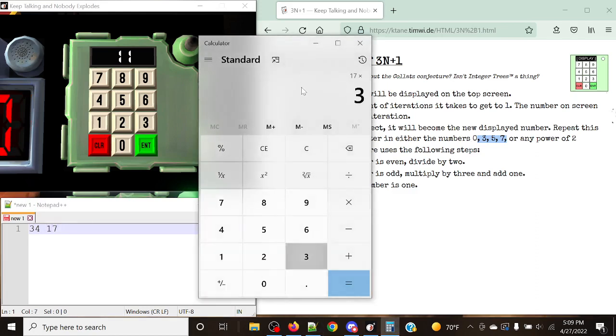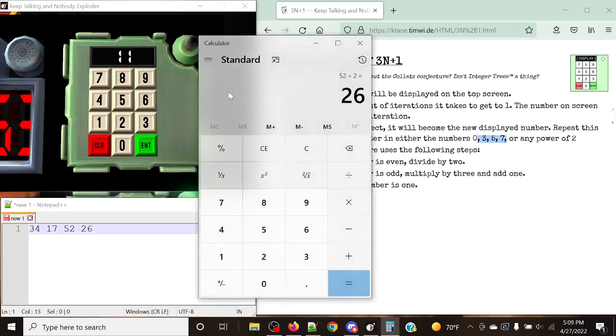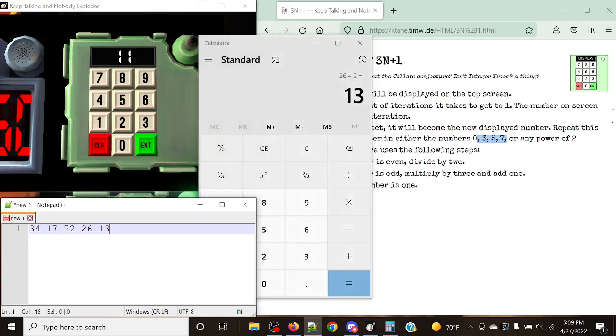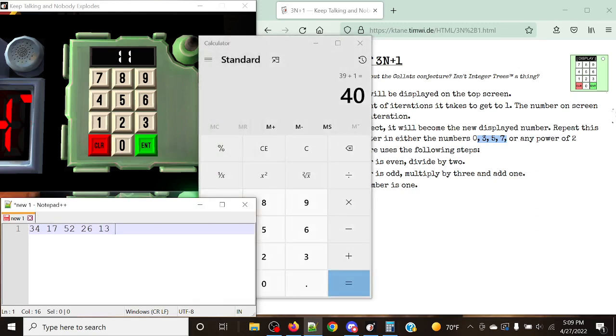Then we're going to multiply it by 3, adding 1 is going to be 52. We're going to divide you by 2 is going to be 26. Divide you by 2 is going to be 13. I believe we actually had this exact same case beforehand. Times you by 3, adding 1 is going to be then 40, then 20, then 10, then 5, then 16, then 8, then 4, then 2, then 1.